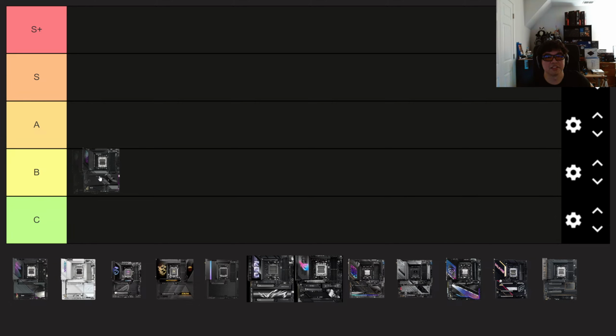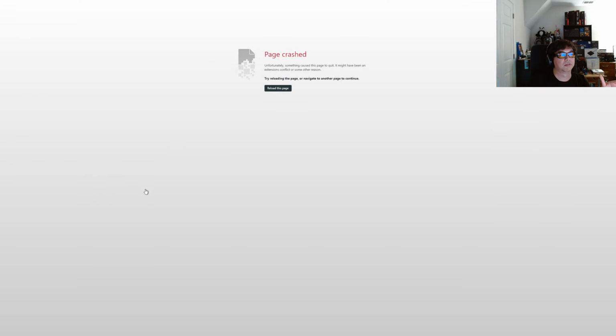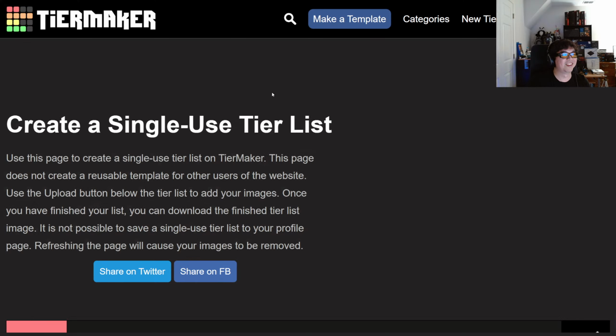This is a 6-layer PCB. The previous generation of this was an 8-layer PCB, whereas this one is now a 6-layer. So Gigabyte is actually downgrading the motherboard compared to the last generation. And it's still coming in at $320 US. So $320. Page crashed. Oh boy.